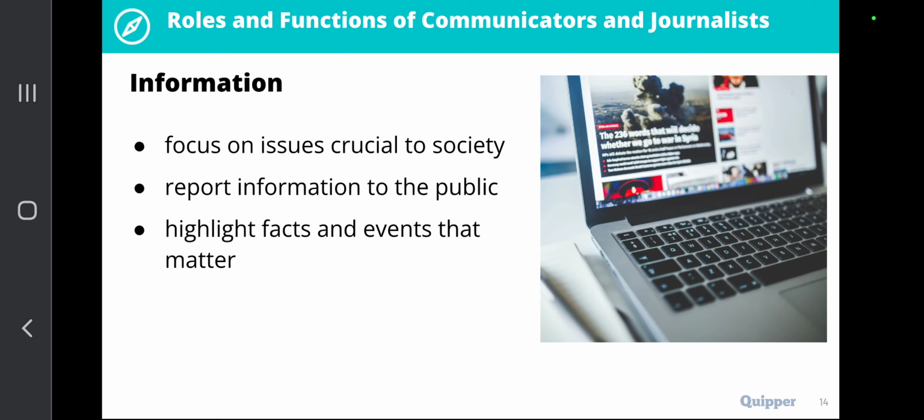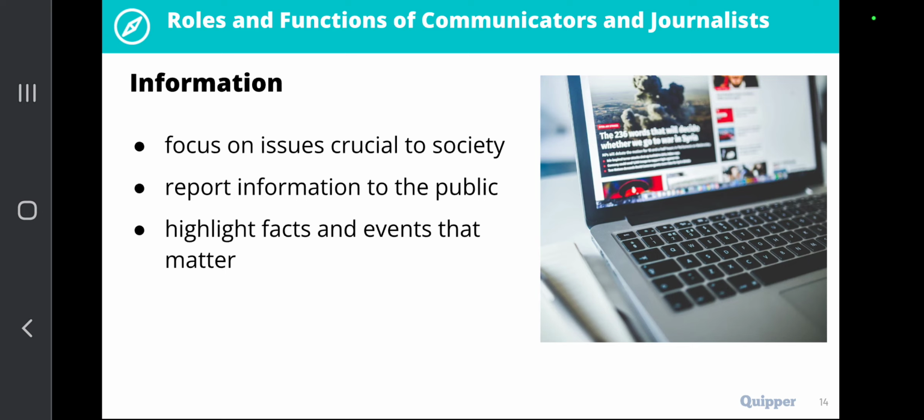We don't dwell anymore on the gory details, especially when they no longer matter to the interest of the public. If you can take a look at the picture, class, the headline talks about specificity as well as the details that matter. Let's say, the 236 words that will decide whether we go to war in Syria. So that is very compelling. That is a crucial issue of society, and it is reporting information to the public on whether or not the governments of the world are deciding to go to war again, which is again a very pressing issue of society.